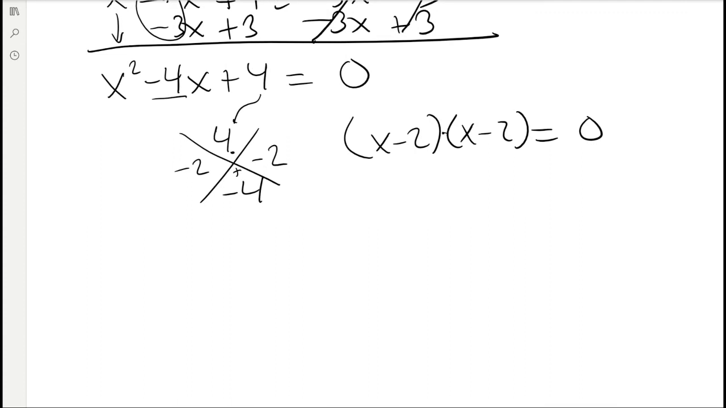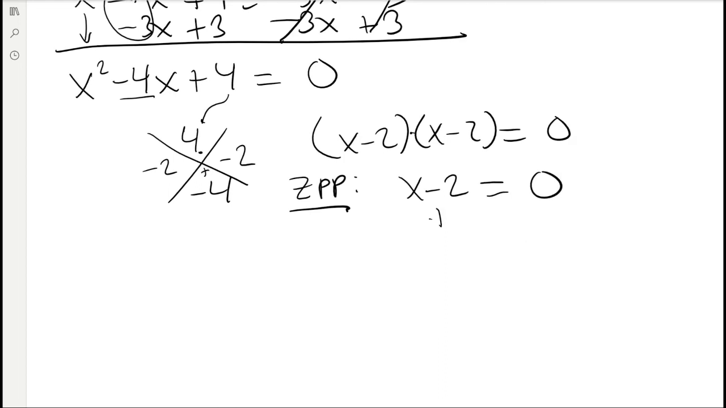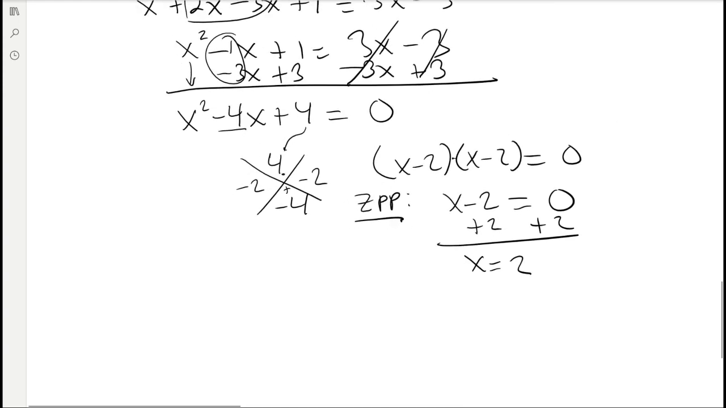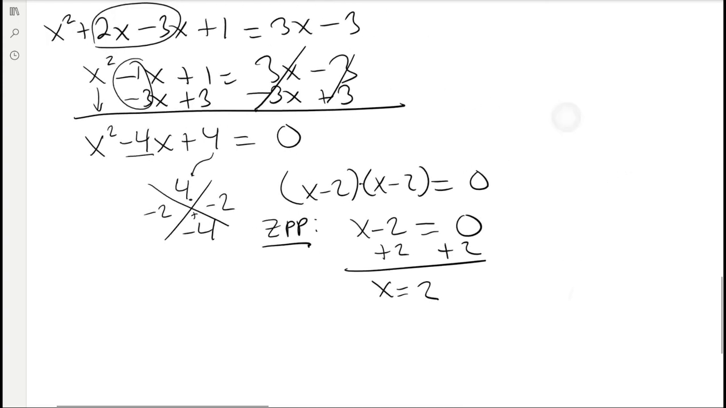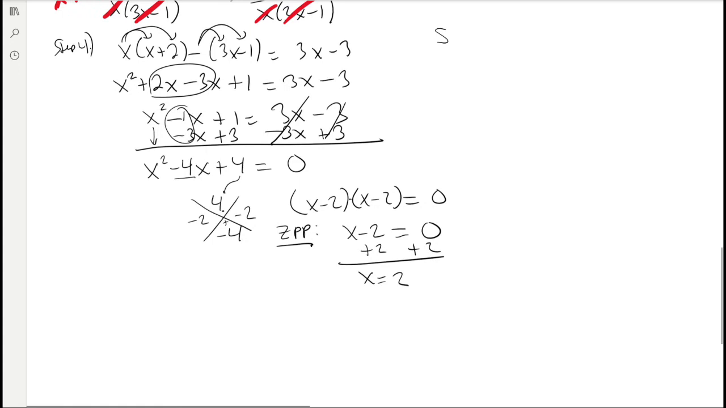Remember, once you factor and it's equal to 0, you use the zero product property. And notice that there are repeats, which means we only have to write this once. So we have x minus 2 equals 0, which means that x has to equal 2. So far, because we have to check step 5. So we're going to go ahead and check step 5 now.